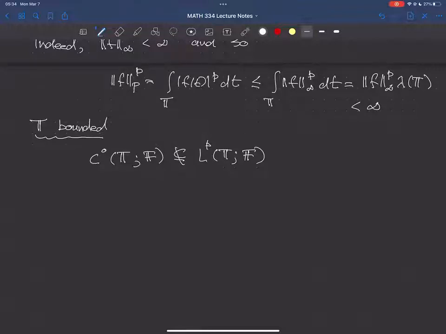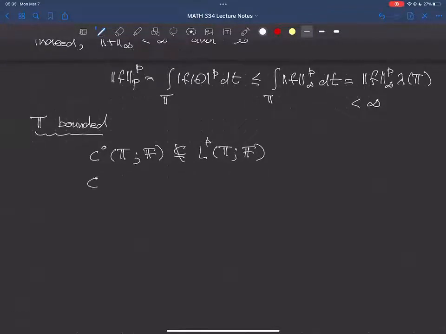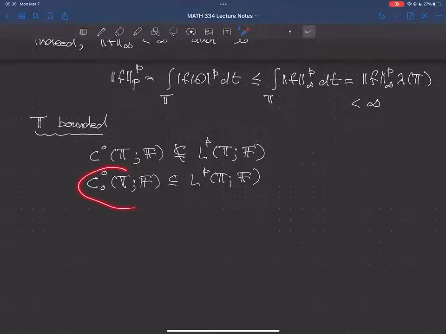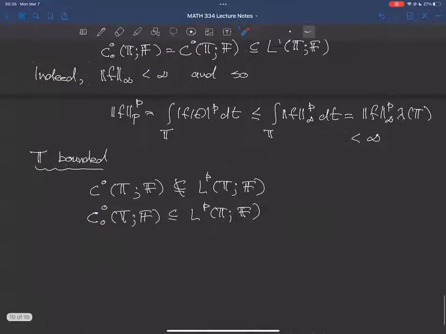But it's certainly still going to be the case that C0,0 is going to be contained in LP. This is because T is bounded, and so going to 0 at the possibly open endpoints of T implies that the function F in here will be bounded, and then the same argument applies, so that's true.